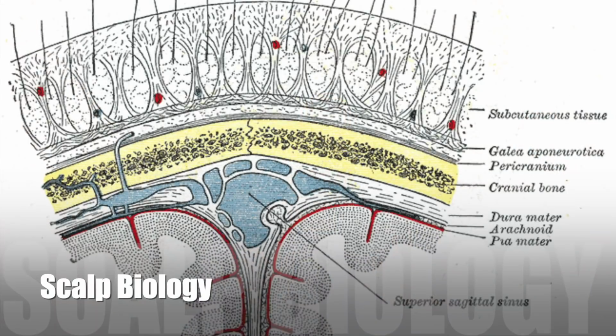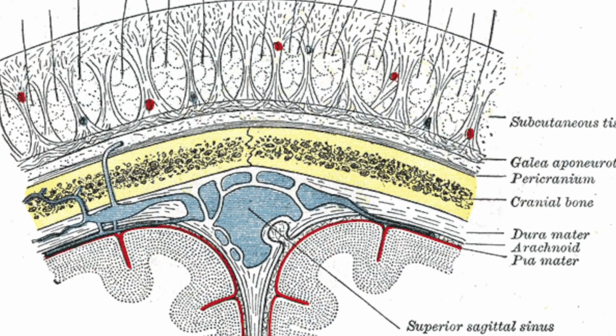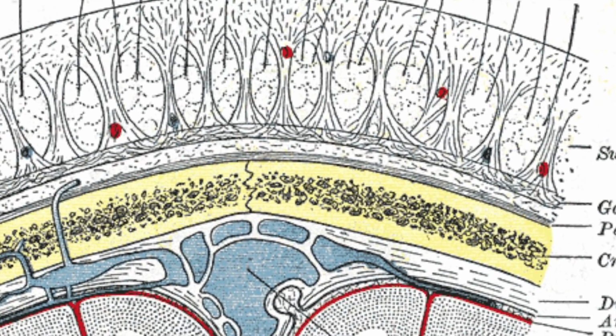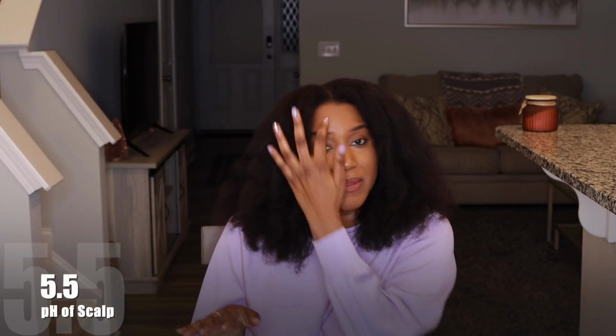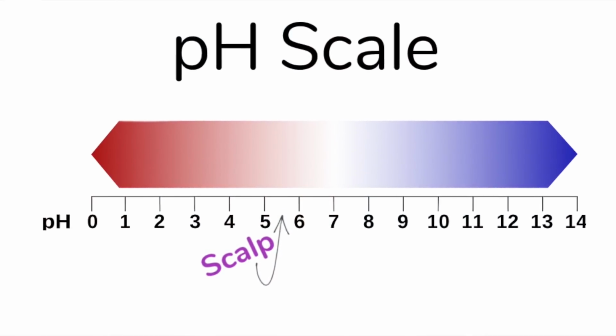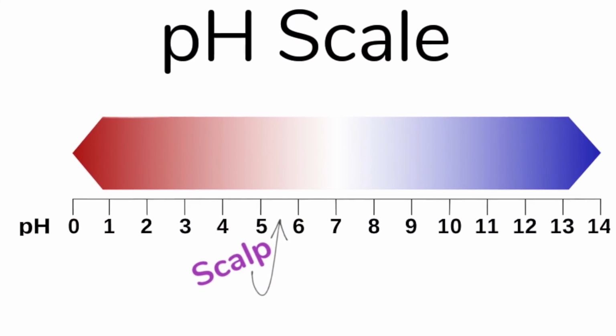Okay, so first of all, let's talk about the scalp and the biology of the scalp. So the scalp is really a thick layer of skin made up of hair follicles, sweat glands, and sebaceous glands. And ideally, the pH of the scalp is going to be around 5.5. The pH of the scalp is like a temperature for the scalp. If the temperature is out of whack, you're going to have some issues.